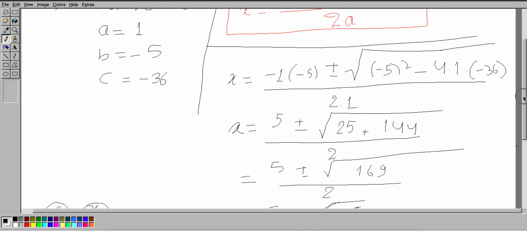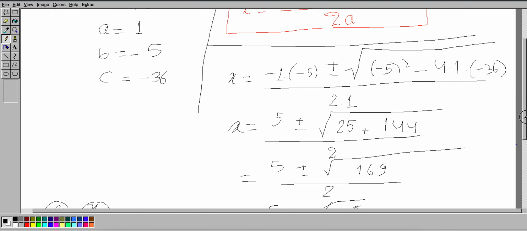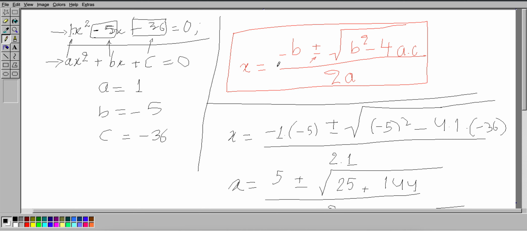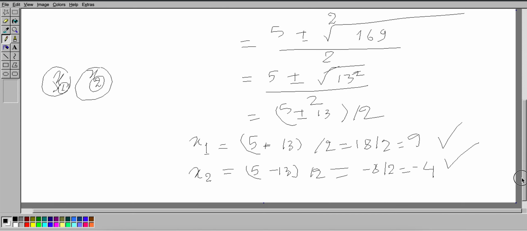That's the red box formula. You can verify these results, but we already did in part 3, so we should be good.